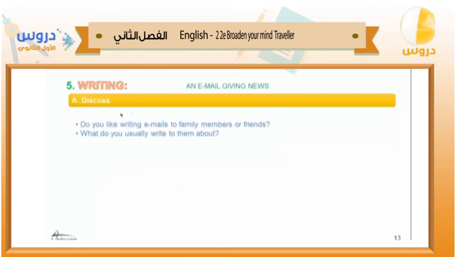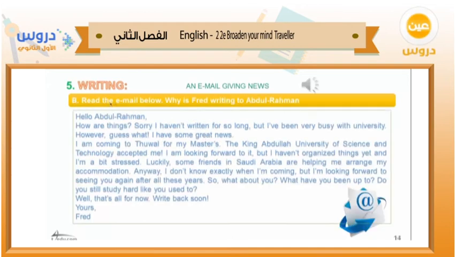Okay. Now let's go to writing. Do you like writing emails to family members or friends? What do you usually write to them about? Okay, now read the email below. Why is Fred writing to Abdurrahman? Try to find why Fred is writing to Abdurrahman.